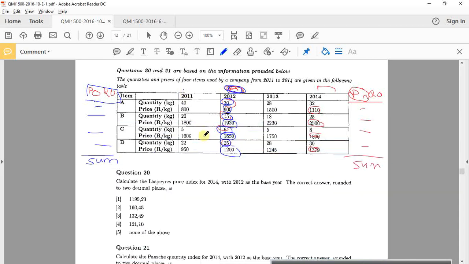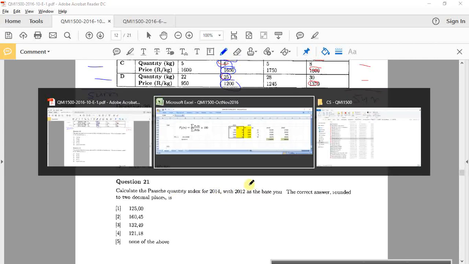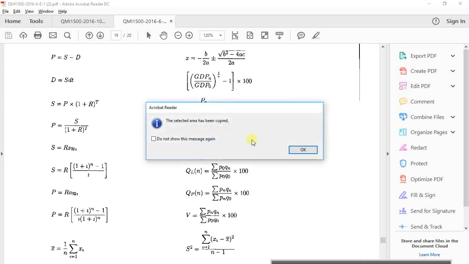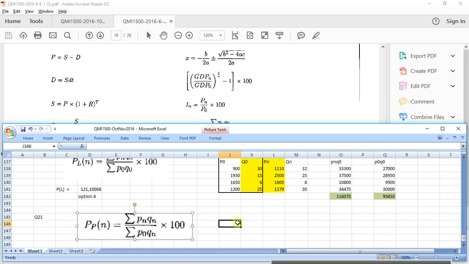Alright, question 21. Calculate the Paasche index for 2014 with 2012 as the basis. So it's exactly the same in terms of table, but I'm looking at Paasche. Okay, so go back. Paasche is which one? This one. The PP, yeah. Paste. And then solve.